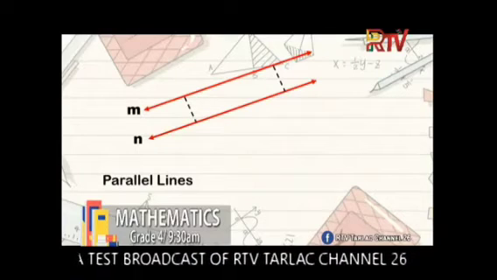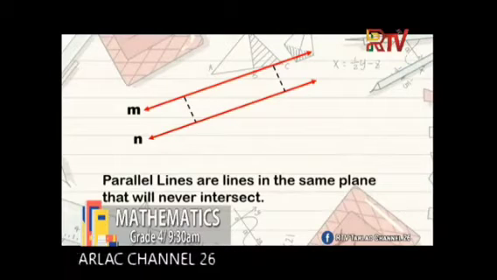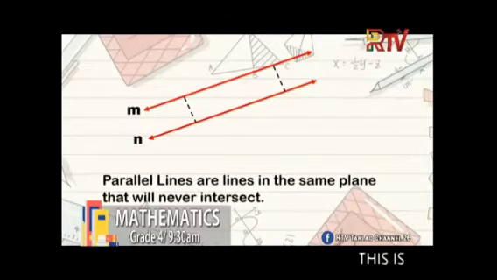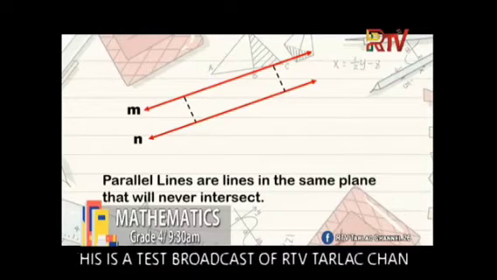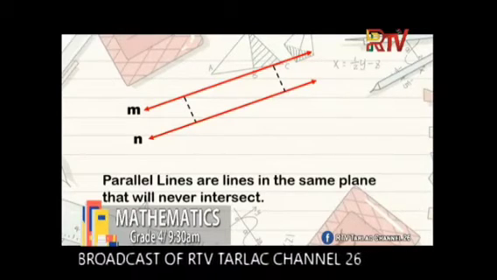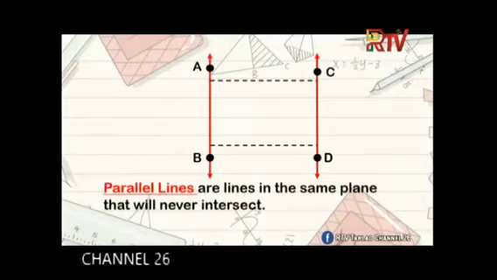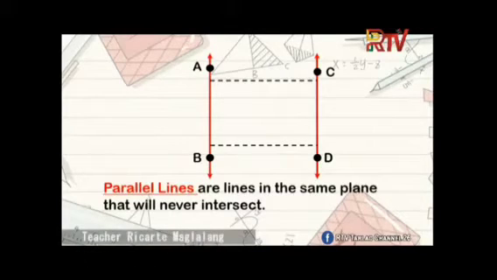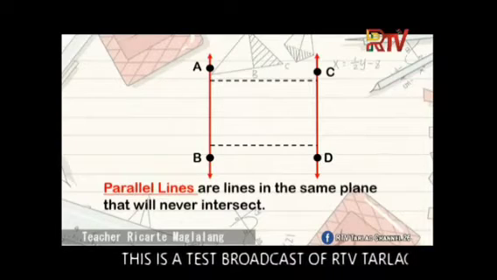So what are parallel lines then? Parallel lines are lines in the same plane that will never intersect. I repeat, parallel lines are lines in the same plane that will never intersect. Parallel lines remain the same distance apart at all times. Another example, line AB is parallel to line CD, as long as the distance from point A to point C is the same as the distance from point B to point D.